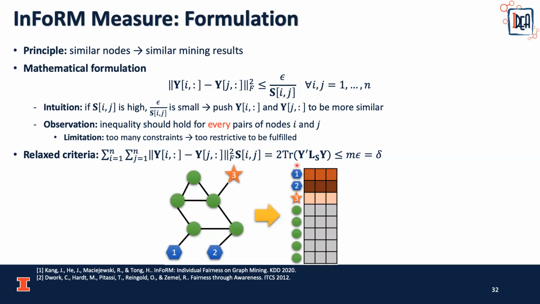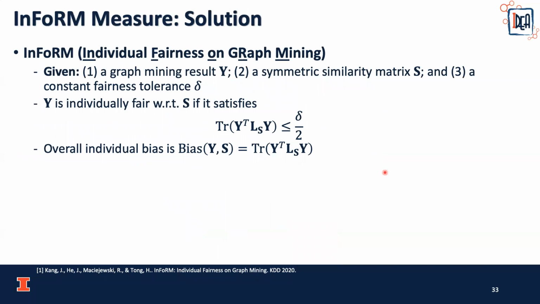With such relaxation, the left-hand side of this inequality naturally becomes a trace term with respect to both the mining results and the Laplacian of the similarity matrix. And the right-hand side naturally becomes a single constant term. With that, we can define that graph mining results Y are individually fair if this trace term is no larger than half of this delta tolerance. With this definition, the trace term naturally becomes the overall individual bias measure for the graph, which measures the overall squared difference between the mining results among all the node pairs, weighted by their corresponding pairwise similarities.